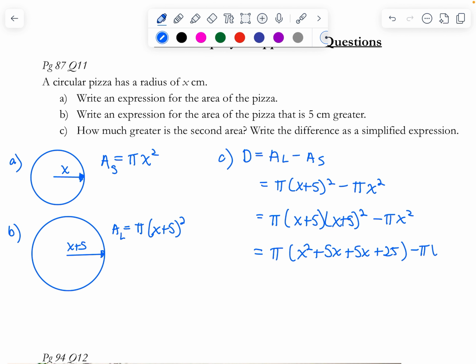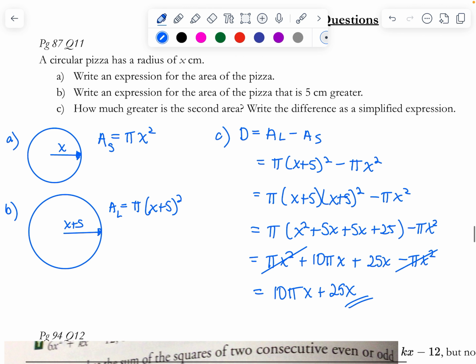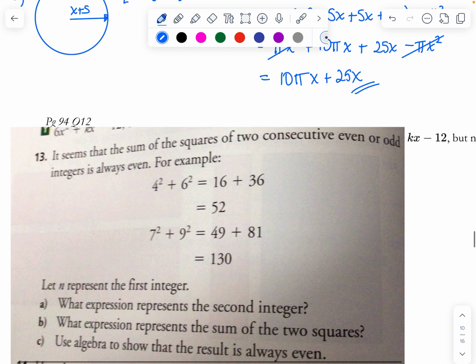Okay, and I will simplify. So I get pi x squared plus 10 pi x plus 25 pi minus pi x squared. What you'll notice is that these cancel, and my final answer is 10 pi x plus 25 pi. So hopefully you got that, and hopefully that is the answer in the back.